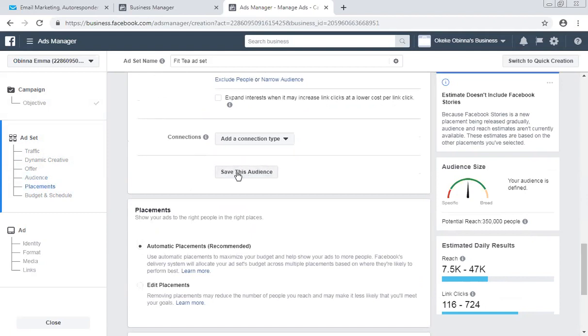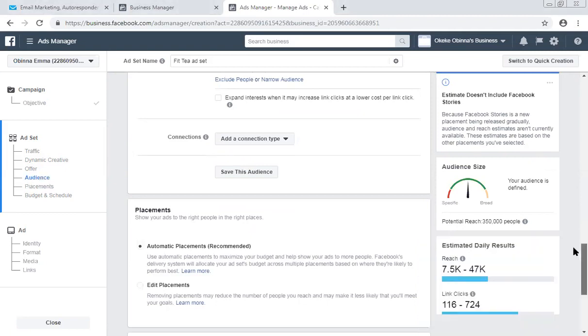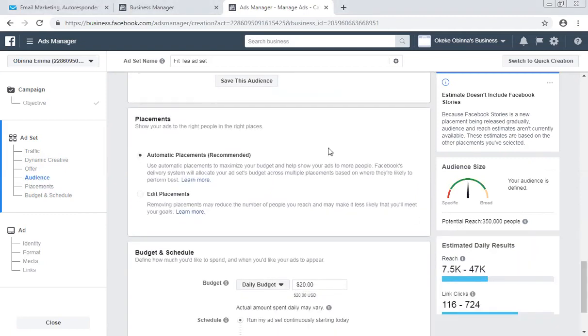When you do your targeting well, you might want to save the audience so that if you are selling a similar product in the future, instead of going through the trouble of typing in all the interests and every other thing again, you can just go and choose that same audience. After that, you now get to placement.